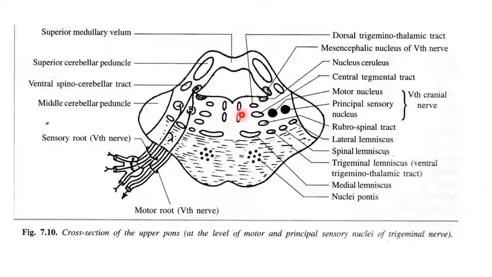Tegmental part of the pons. In the tegmental part, you can see a very clear necklace-shaped arrangement of the four lemnisci. Starting from medial to lateral, this is the medial lemniscus, trigeminal lemniscus, spinal lemniscus, and lateral lemniscus. In the lateral part, there is now only the middle cerebellar peduncle because this section is at a higher level. So this is the middle cerebellar peduncle.